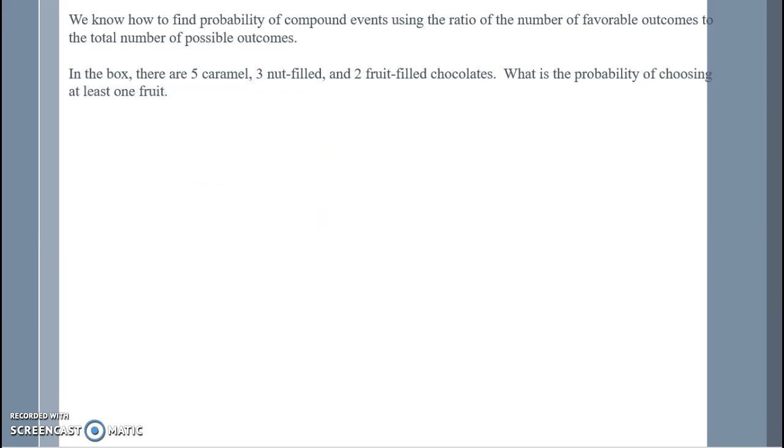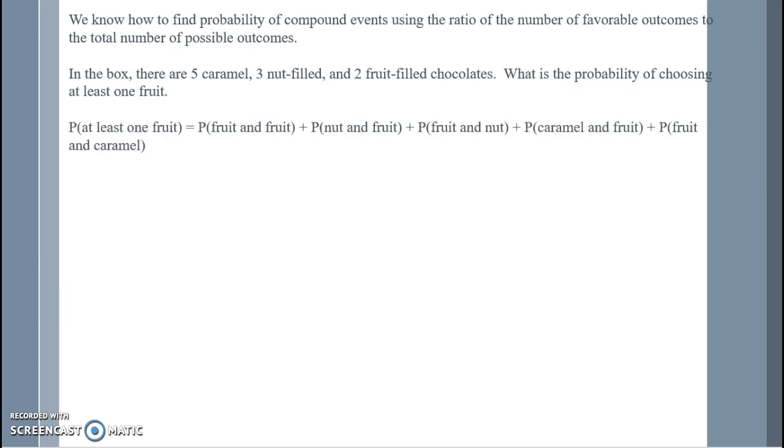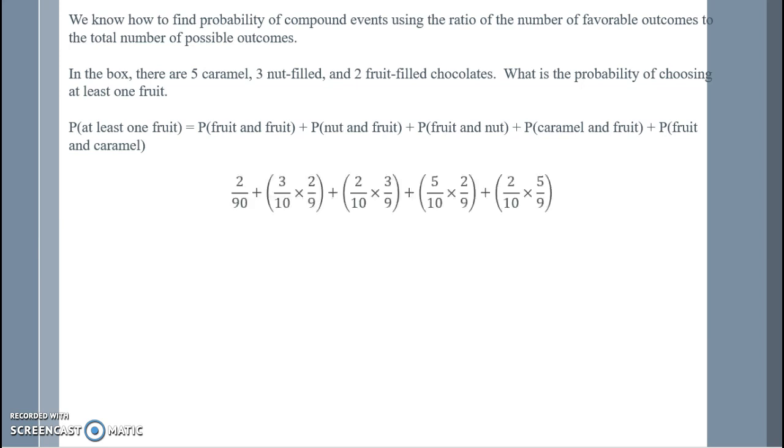Let's keep the same scenario going, except this time we want the probability of choosing at least one fruit, but we're only choosing two, but we need at least one fruit. So we would have the option of choosing fruit and fruit, nut and fruit, fruit and nut, caramel and fruit, and fruit and caramel. So those are the options with at least one fruit.